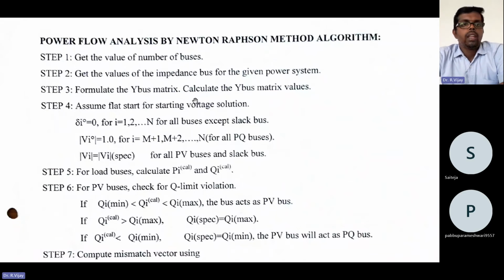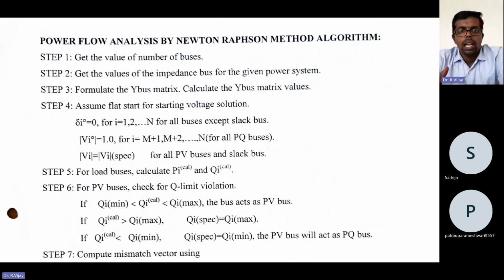Good afternoon. So today we are going to see the power flow analysis by using the Newton-Raphson method, as this algorithm is an extension of the Gauss-Seidel method. There are three methods we already discussed: Gauss-Seidel method, Newton-Raphson method, and fast decoupled method. So at last, we'll compare all these three algorithms.